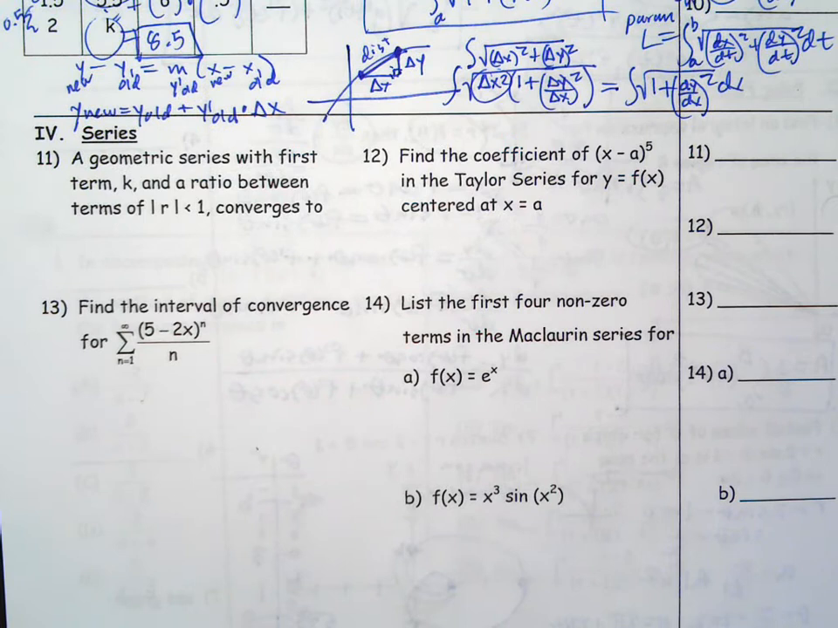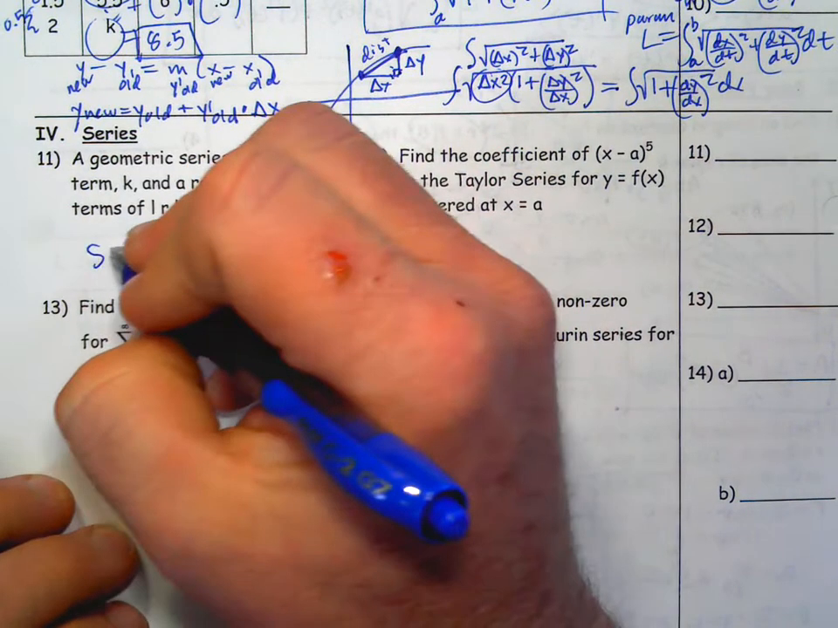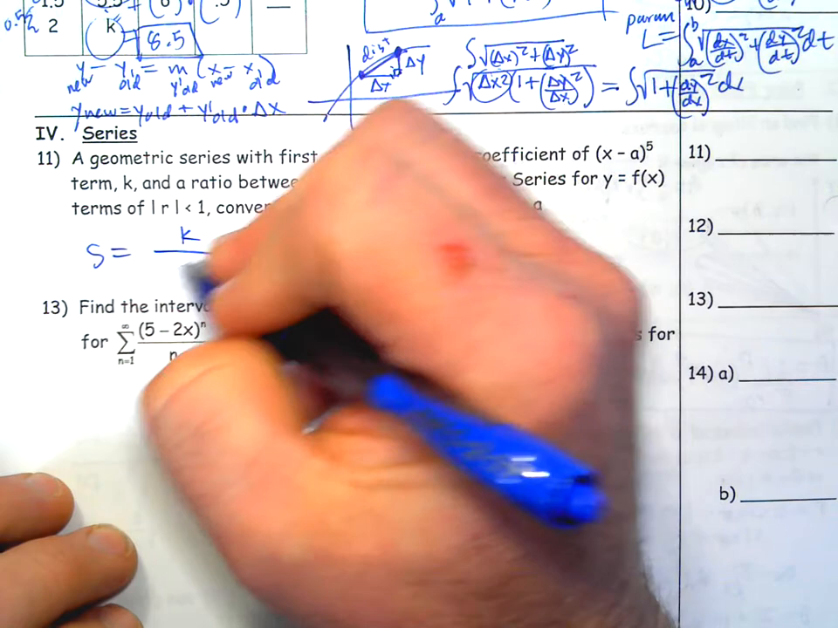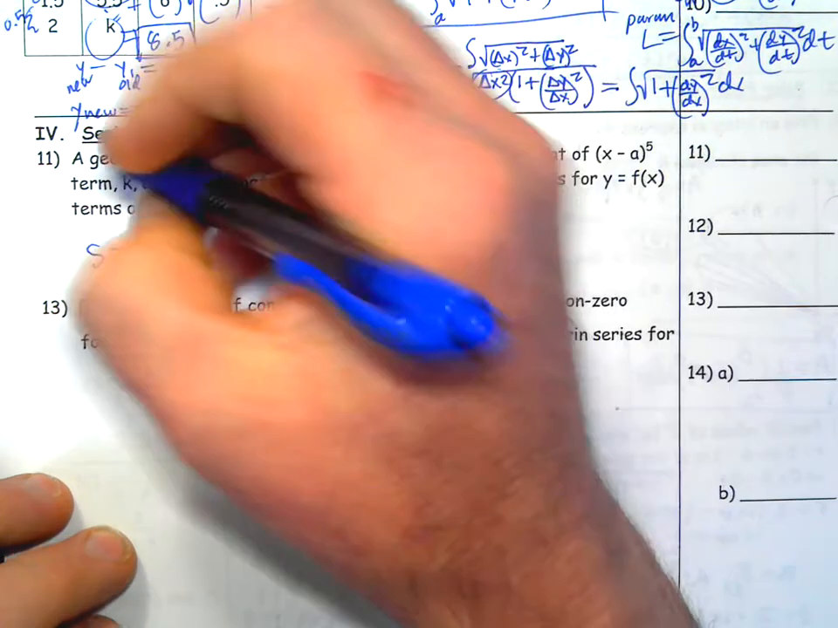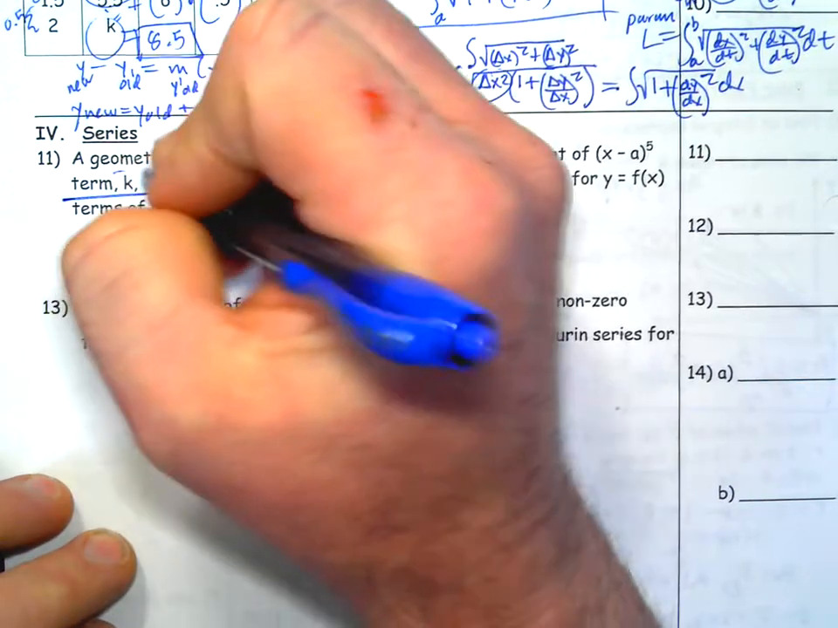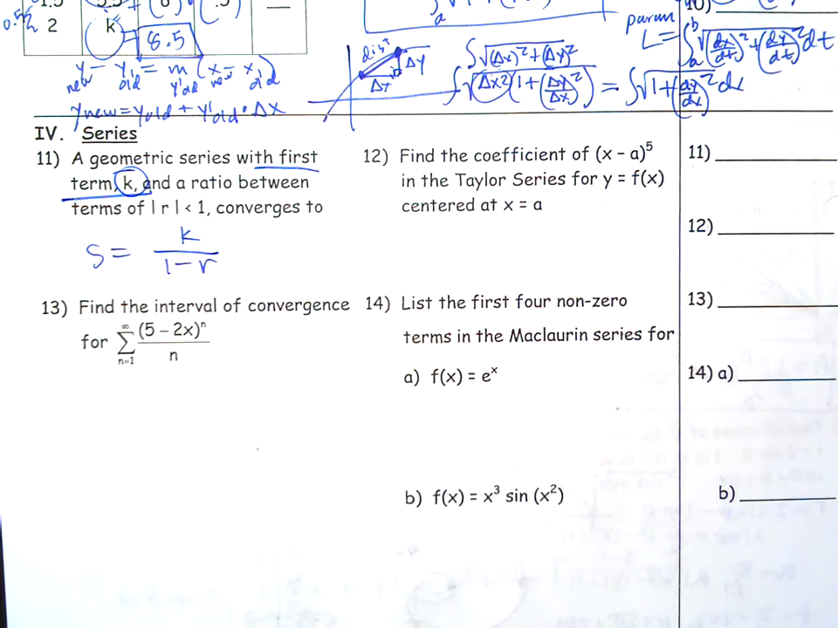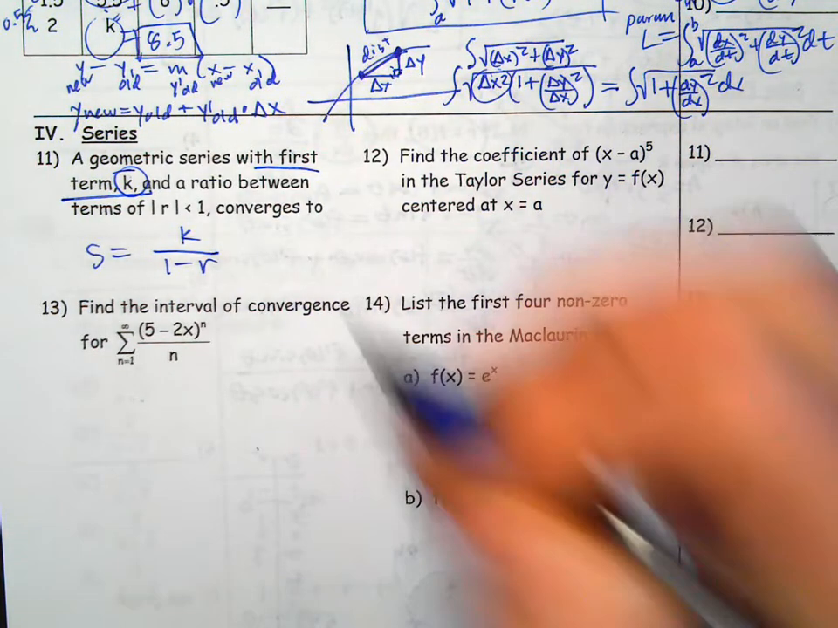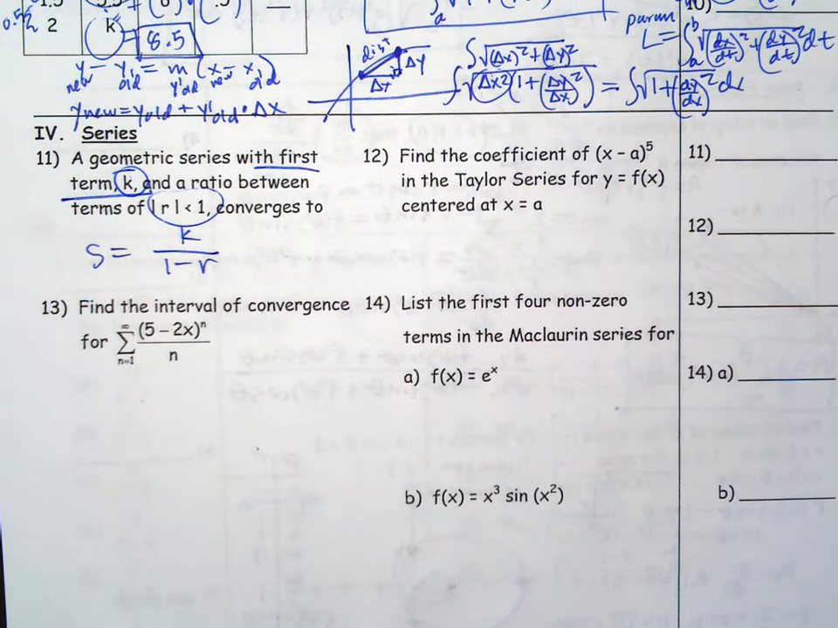A geometric series with the first term k and a ratio between terms of absolute value of r less than 1 converges to what? Converges to the sum of the series, k over 1 minus r. Now, we said the first term was k, so we put a k there instead of an a. And it does converge because the absolute value of the common ratio is less than 1.